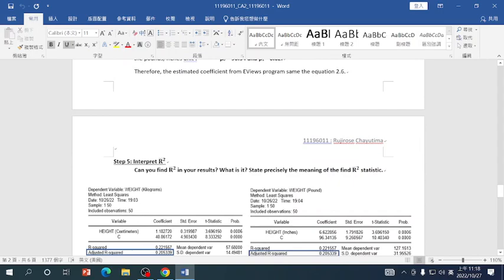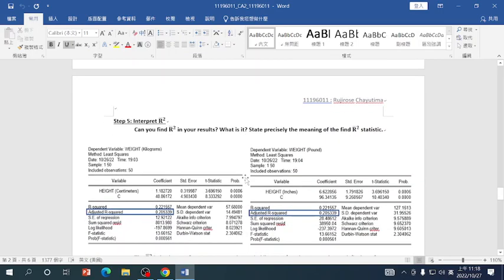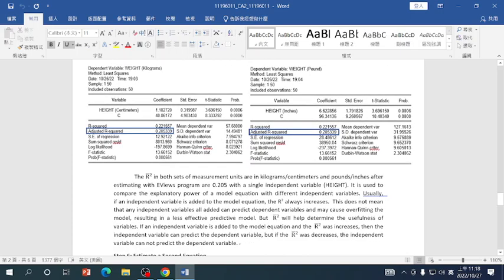And step 5, for the intercept and adjusted R square, we found the process of measurement units in kilogram per centimeter and pound per inch, after estimating with the EViews program, are 0.25 with a single independent variable, the same. And the adjusted R square is used to compare the explanatory power of the model equation with different independent variables.